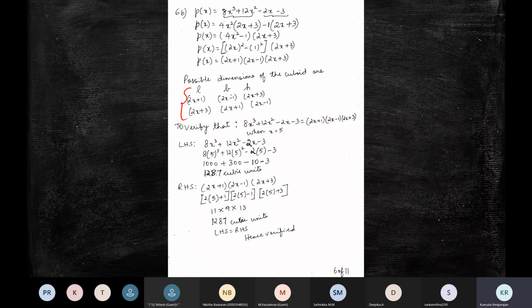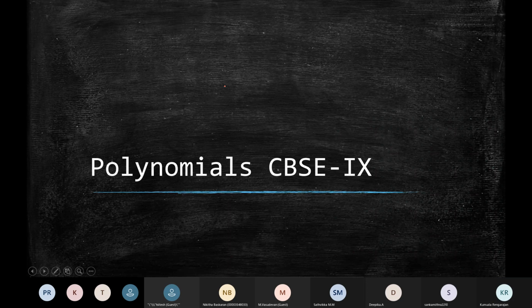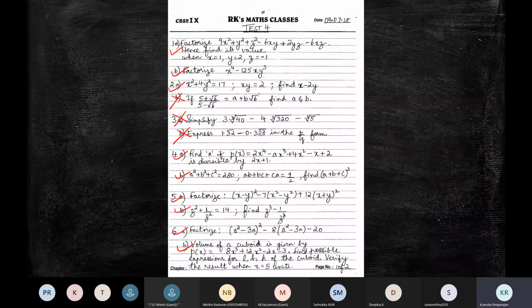And then the question is to verify. Find the possible expressions for L, B, H that we answered. To answer that, you will have to factorize the given expression, because that's the volume of the cuboid. We need to factorize that expression to find the three factors so that you can assume them to be L, B, and H. So we have answered that part. We found the possible expressions for L, B, H.